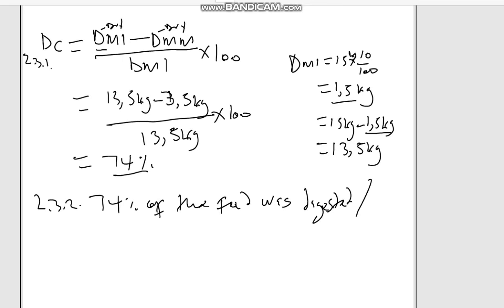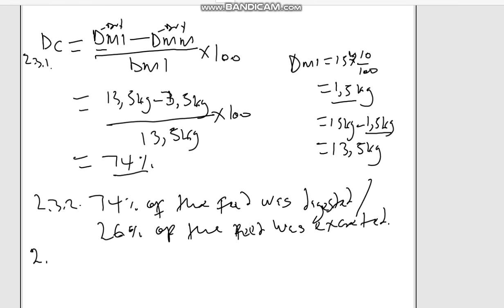Or you could just subtract this 74% from 100 and we're going to get 26%, and say that 26% of the feed was excreted. Very good. So 74% of the feed was digested, and therefore 100% minus 74 is 26%, so 26% of the feed was excreted. Either one of these answers is correct because the question is only worth 1 mark, so you could have just chosen one of these two.